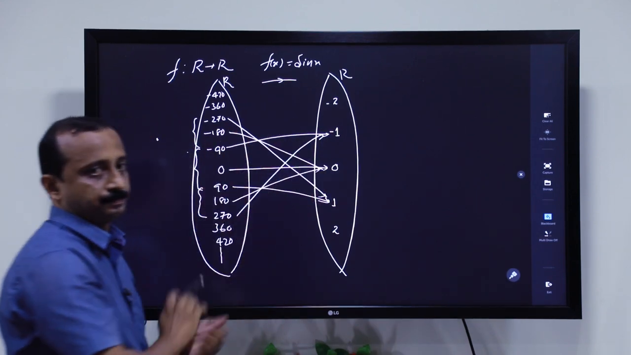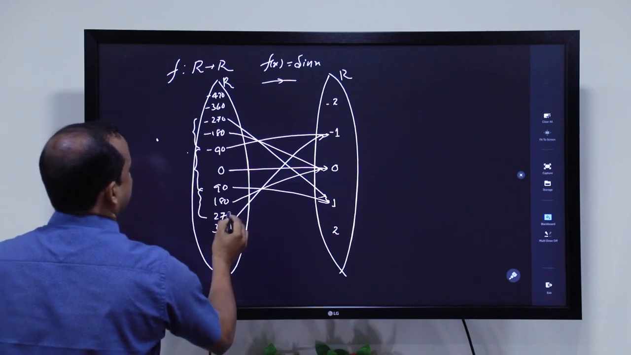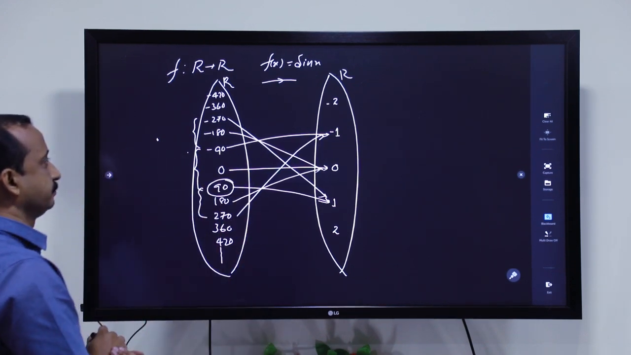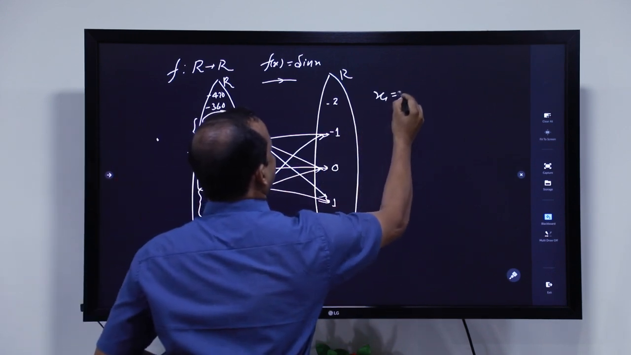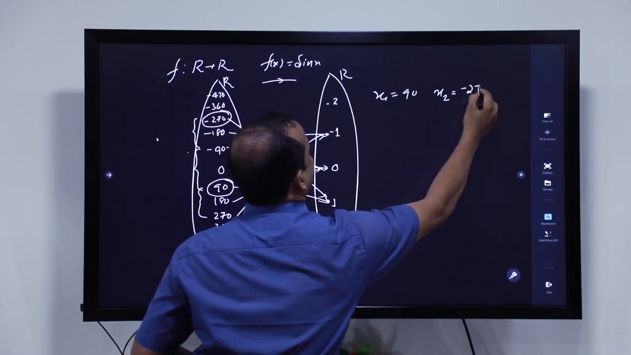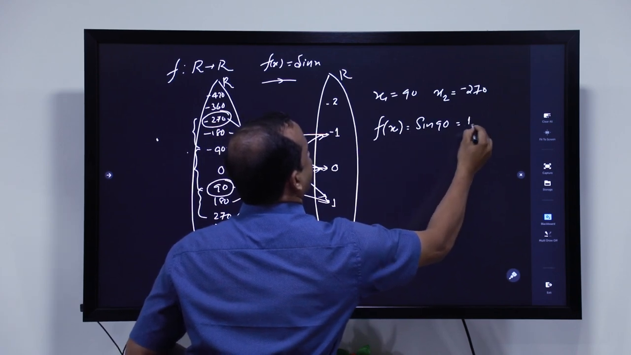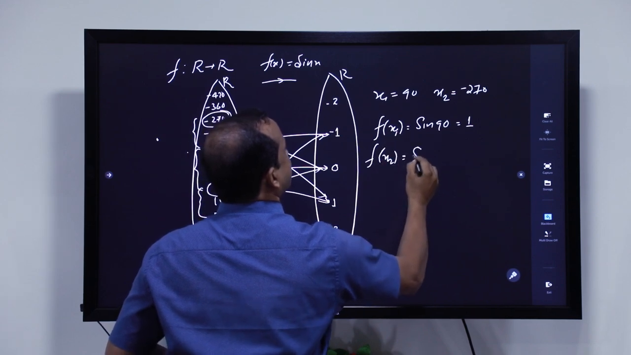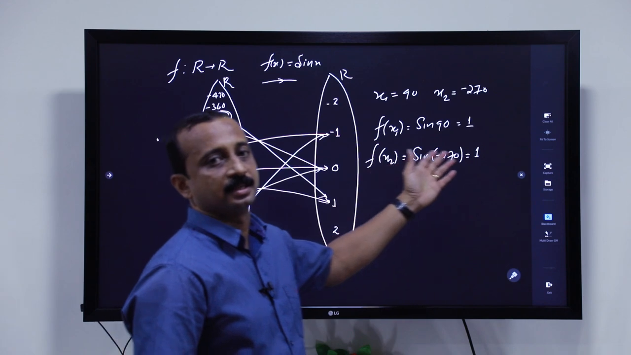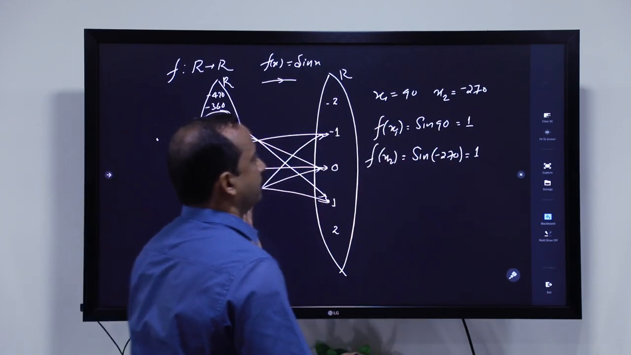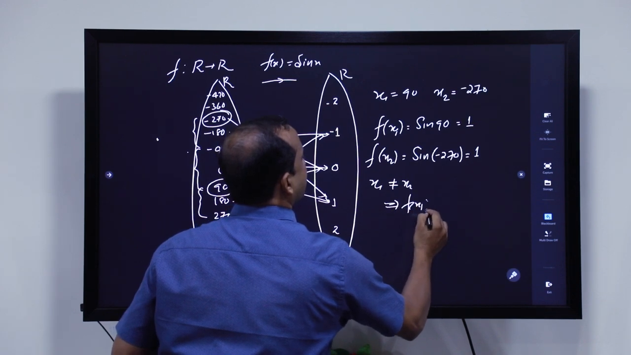Clearly this is a function, but it is not one-one, because, suppose you take 90, the image of 90 is 1, and minus 270 also has image 1. Here you take x1 equal to 90 and x2 equal to minus 270. f of x1 means sin 90, we get the answer 1. f of x2 means sin of minus 270, the answer is plus 1, because sin of minus theta is minus sin theta, that is minus sin 270, which is 1. That means x1 is not equal to x2, yet f of x1 equals f of x2.